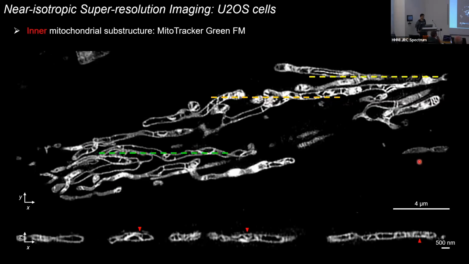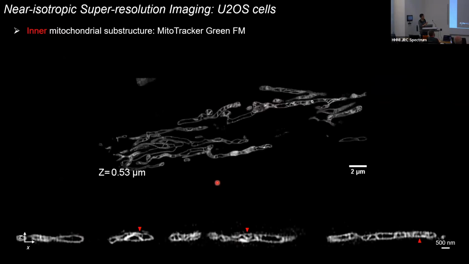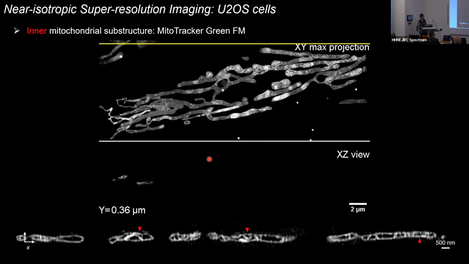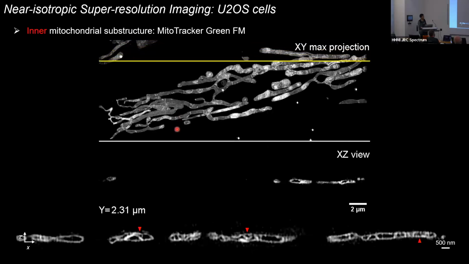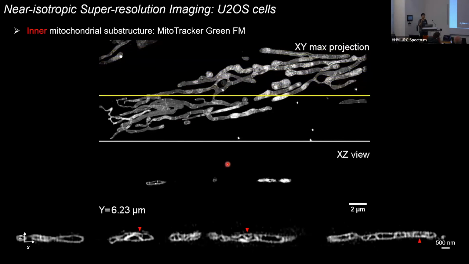Next, we stained live U2OS cells with MitoTracker Green, marking actually not the outer mitochondrial membrane, but the inner mitochondrial space. So the top image is the lateral view, and the bottom image is the axial view corresponding to the 3 dashed lines shown here. If you look at the movie, here's the lateral view from different Z depths, and the axial view is shown here with different positions of Y. They all have very high resolution to discern the inner mitochondrial structures.